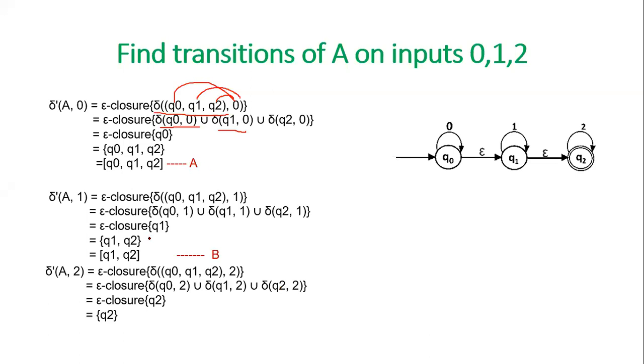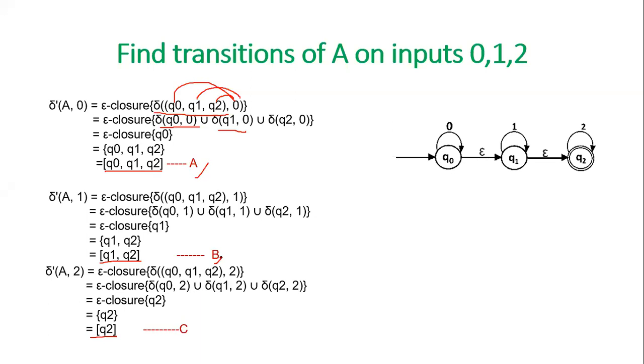So in this case, we have new states, right? A is nothing but Q0, Q1, Q2, and for A comma 1 we have a new state, that is Q1, Q2, that is named as B. And the third transition we have the state Q2, that is named as C. Okay. So we have three states, one is already completed. So we have to do what? B comma 0, B comma 1 and B comma 2. Work out and tell me what is the answer of B comma 0, B comma 1 and B comma 2?